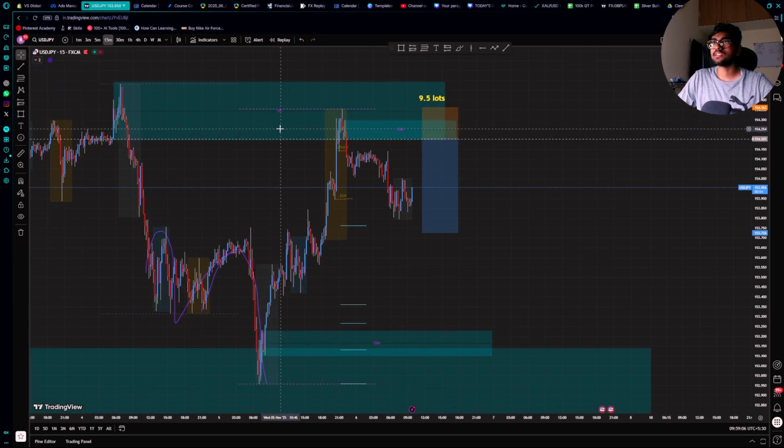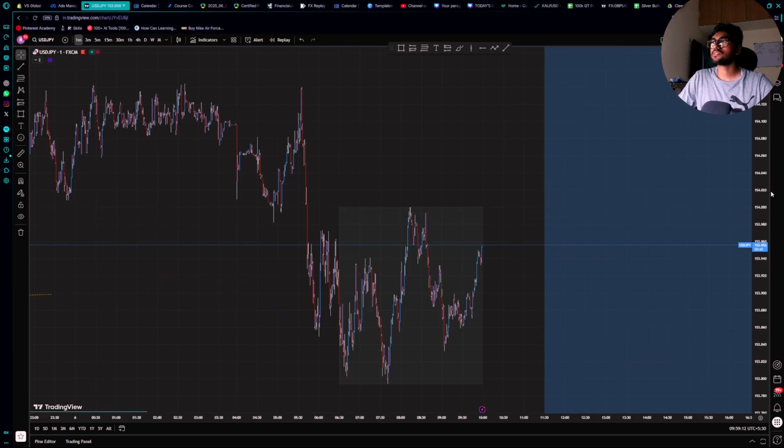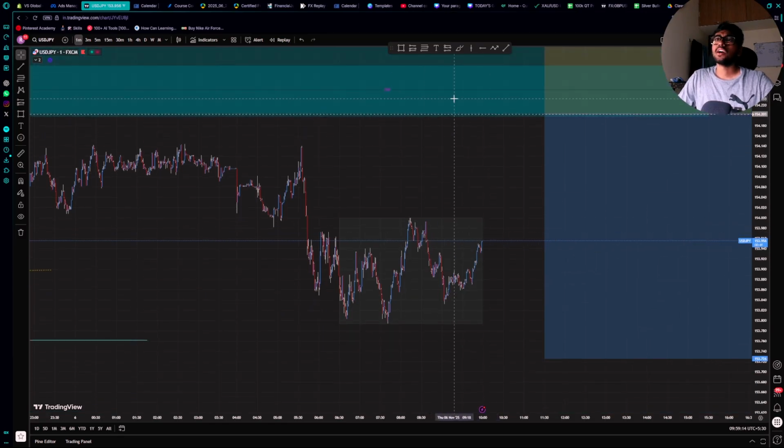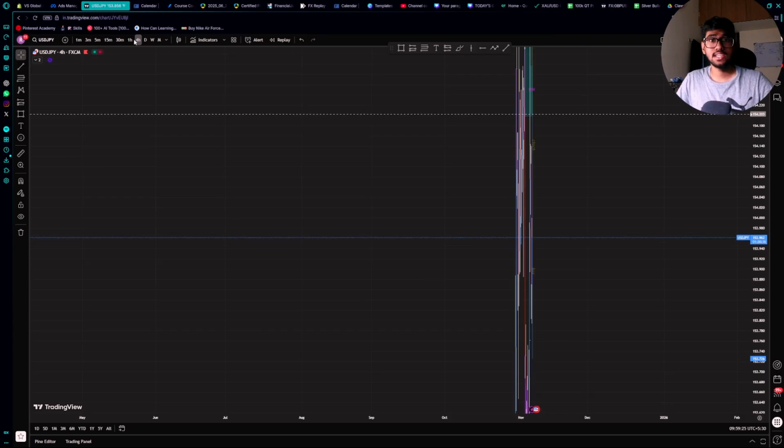I marked out this potential area that I would like to enter from. So what I would do is I would wait for price to come back into that region, move into your 1 minute, wait and see for a change of character and a break of structure, and I would try to enter on the retest. So this would be my plan for USDJPY.